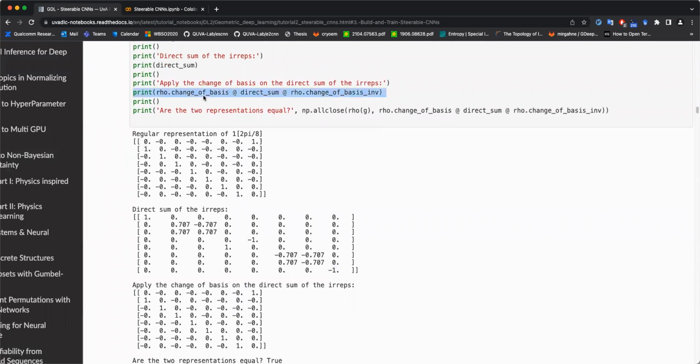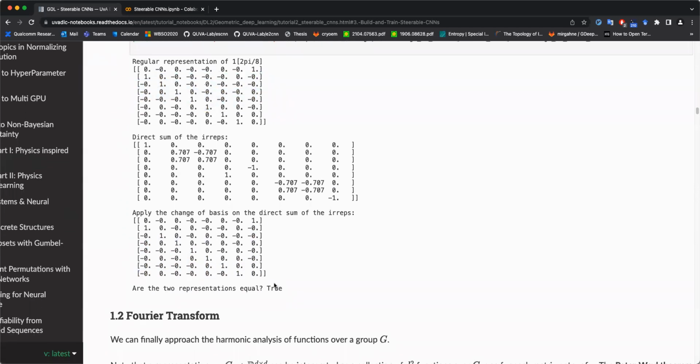Finally, we just check that if we now apply the right change of basis on the left and the right, we get back the same matrix we had before, which turns out to be the case, fortunately.